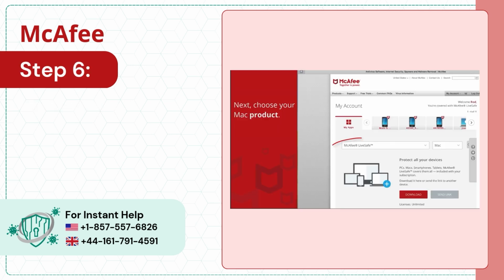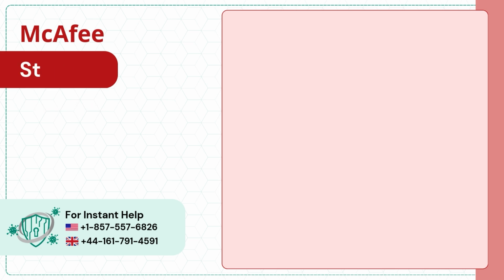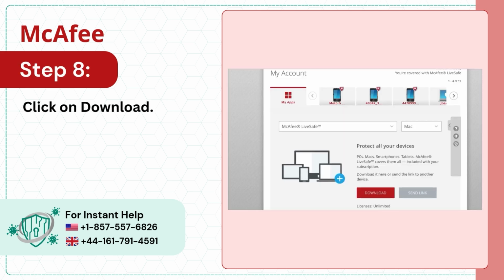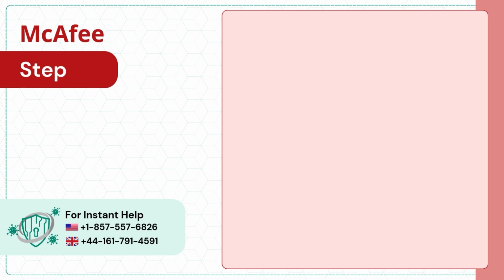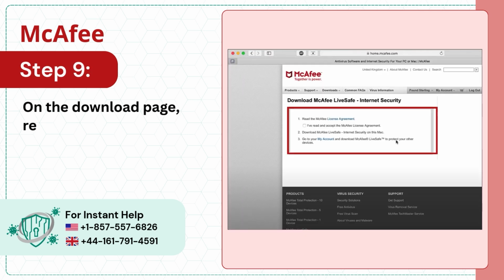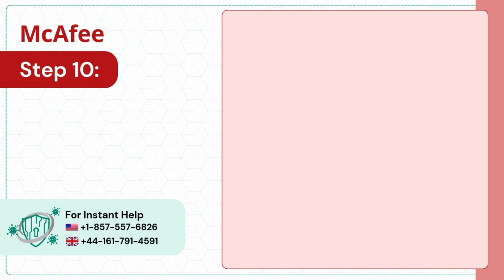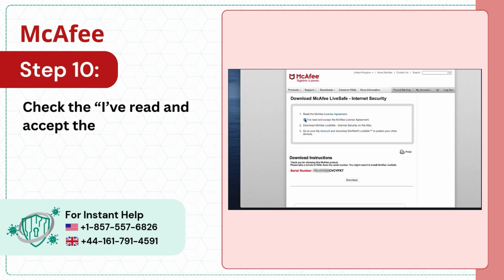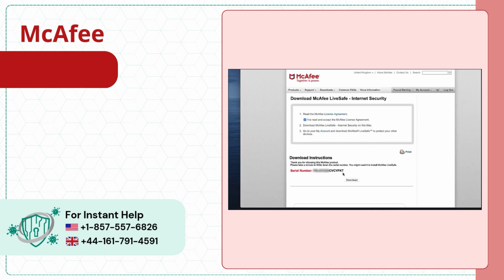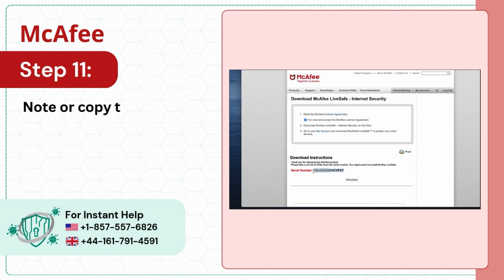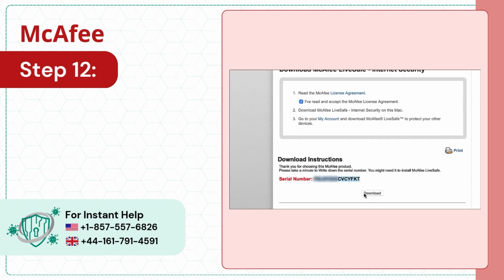Step 6. Choose your product. Step 7. Select Mac. Step 8. Click on Download. Step 9. On the download page, review the license agreement. Step 10. Check the I've read and accept the license box. Step 11. Note or copy the serial number. Step 12. Click on Download.